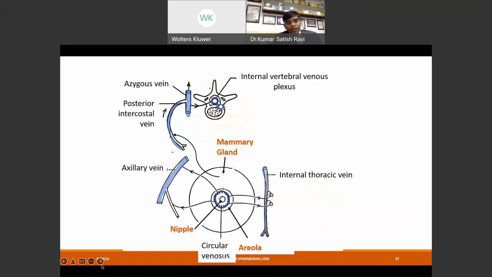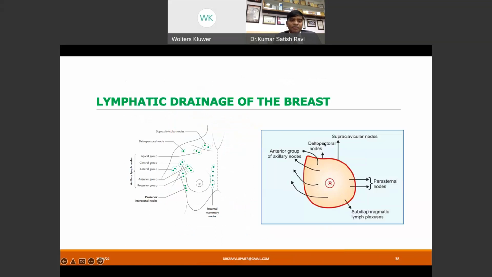Now, we'll see over here the lymphatic drainage of the breast. Now, why is this lymphatic drainage of the breast important?